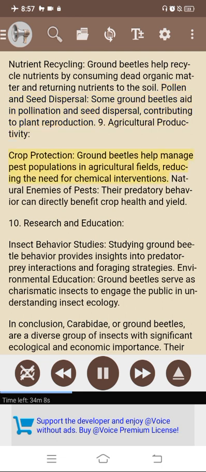9. Agricultural productivity. Crop protection. Ground beetles help manage pest populations in agricultural fields, reducing the need for chemical interventions. Natural enemies of pests. Their predatory behavior can directly benefit crop health and yield.